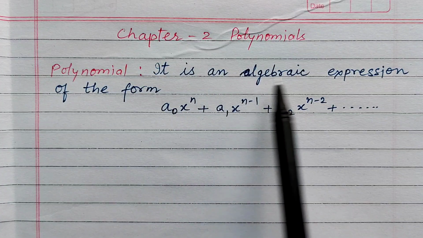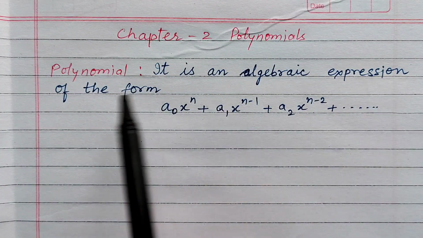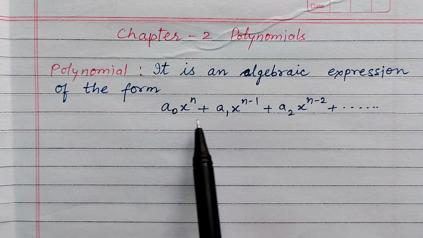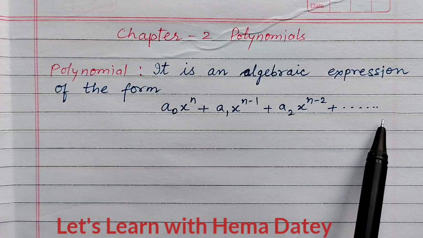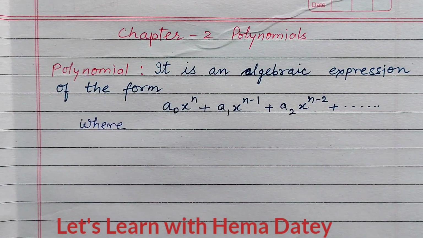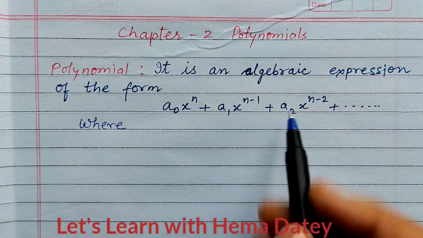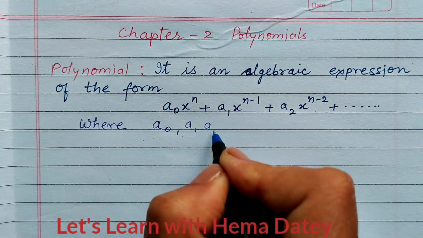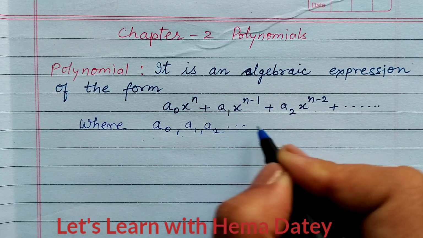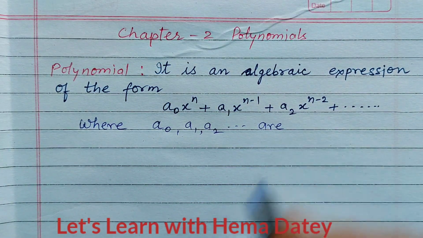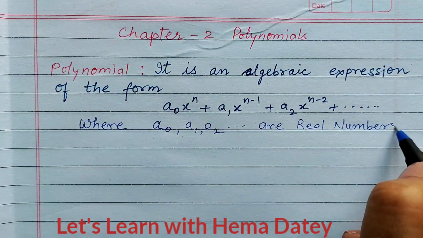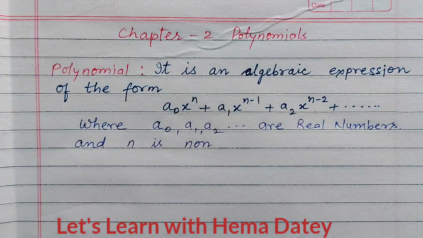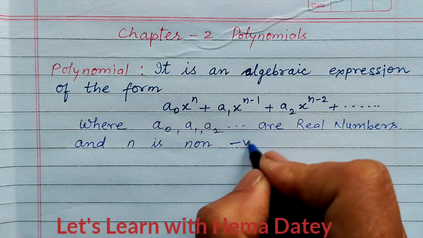A polynomial is an algebraic expression of the form a0xn plus a1xn minus 1 plus a2xn minus 2, where a0, a1, a2 these all are real numbers and n is a non-negative integer.